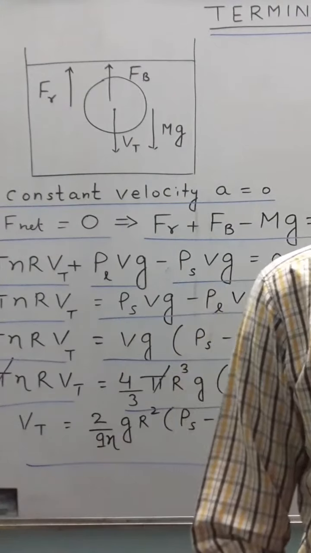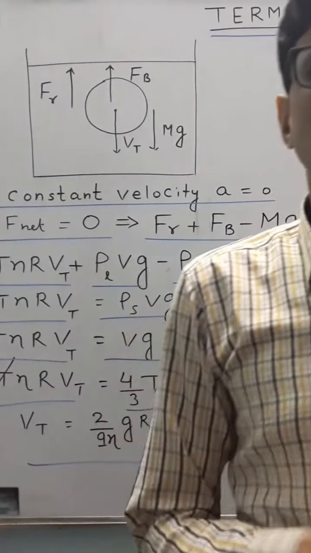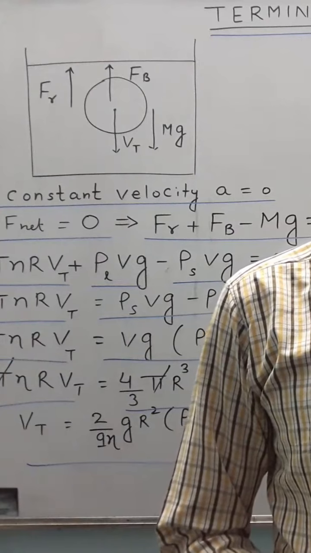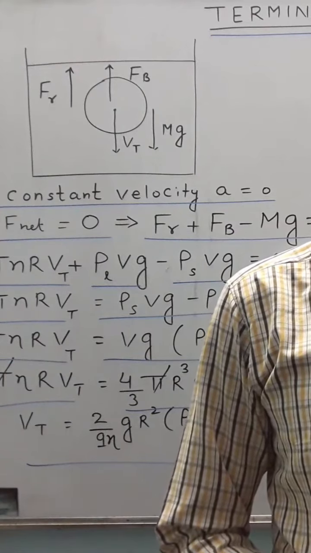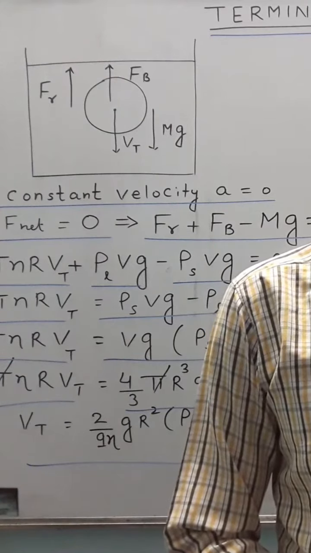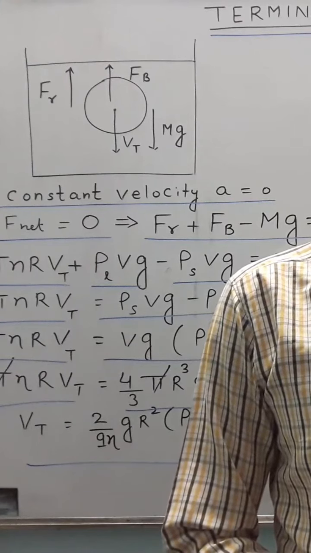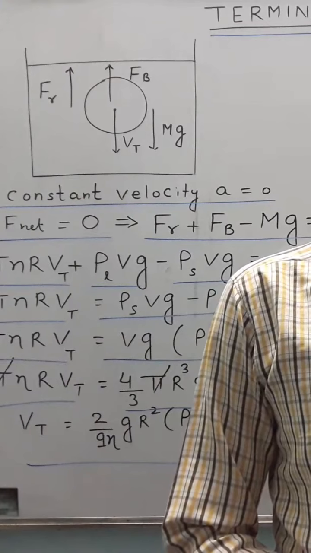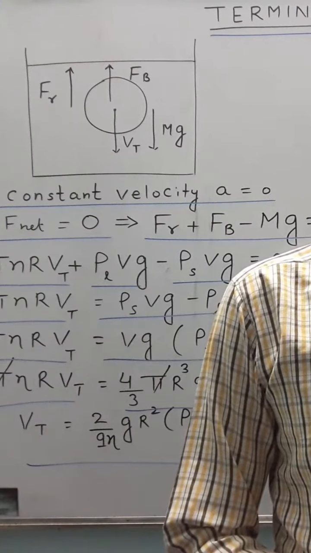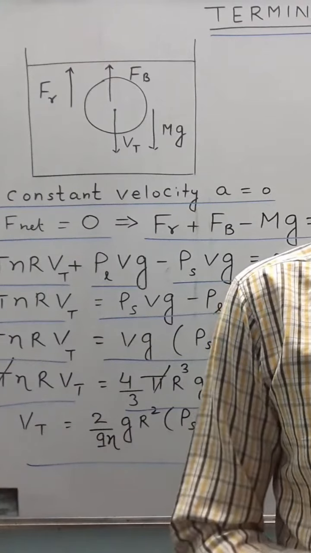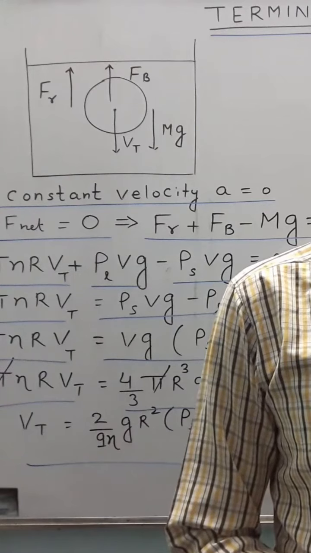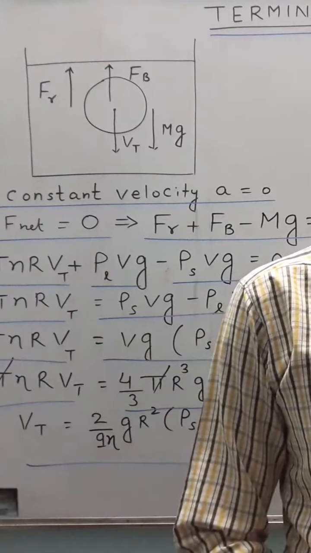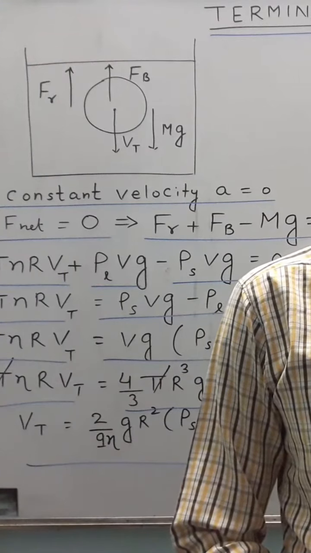Today I shall discuss terminal speed. Whenever a solid sphere is moving in a fluid, resistive forces act on it because of the viscosity, and the buoyant force also acts on the sphere. After a certain time the body attains a constant speed, which is called the terminal speed. We shall derive the expression for the terminal speed of the body.